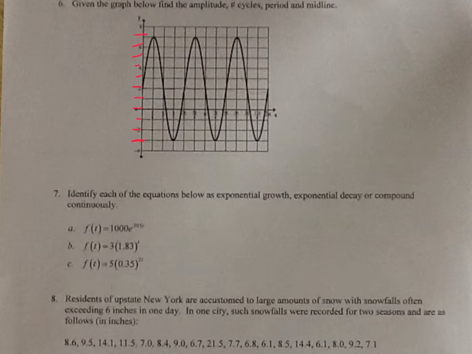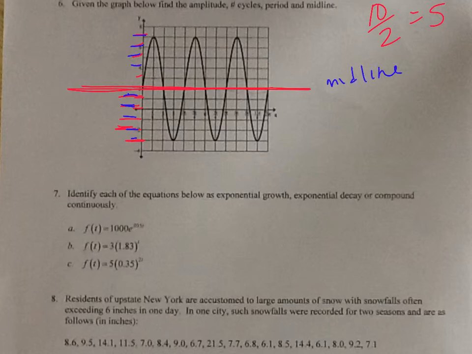So count the number of boxes you have. Starting from the min, you have 1, 2, 3, 4, 5, 6, 7, 8, 9, 10. So that's 10 units up and down. So 10 divided by 2 would be 5. So that means I need 5 up and 5 down. So let's count 5, starting at the min. 1, 2, 3, 4, 5. So here would be my midline, right here. So notice I have 1, 2, 3, 4, 5. So my midline is y is equal to 2.